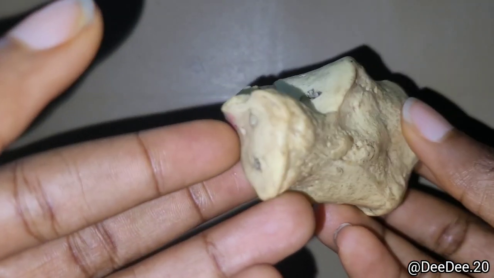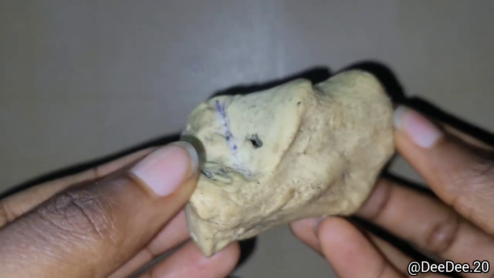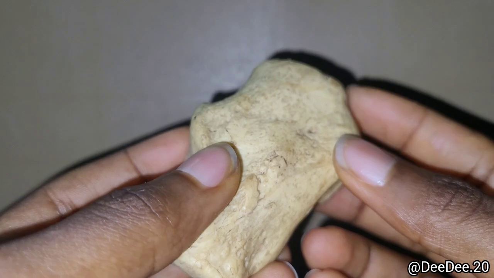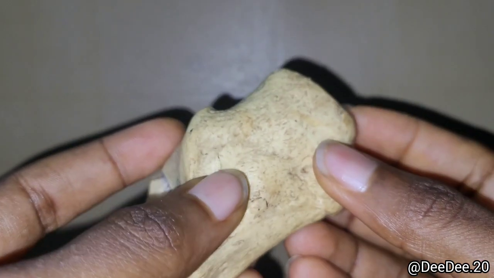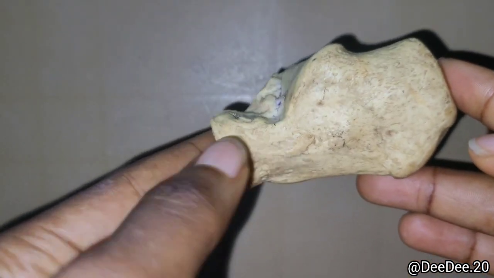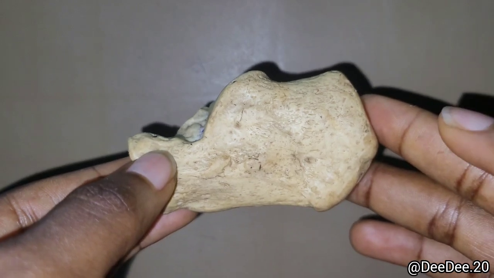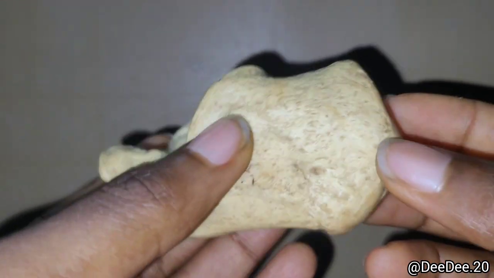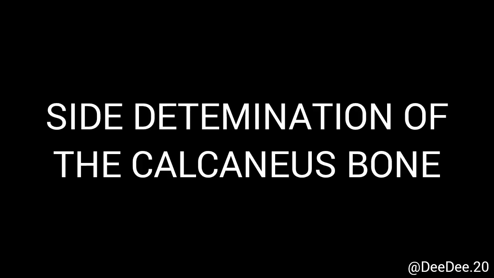So this is a calcaneus bone, and this is the largest tarsal bone. And just as we have said in the video of talus, if you haven't seen it, you should go check it out. We said that there are 7 tarsal bones, 5 metatarsal bones, and 14 phalanges. So the calcaneus is the largest tarsal bone, and this bone forms the heel of the leg. So the heel is formed by the calcaneus bone.